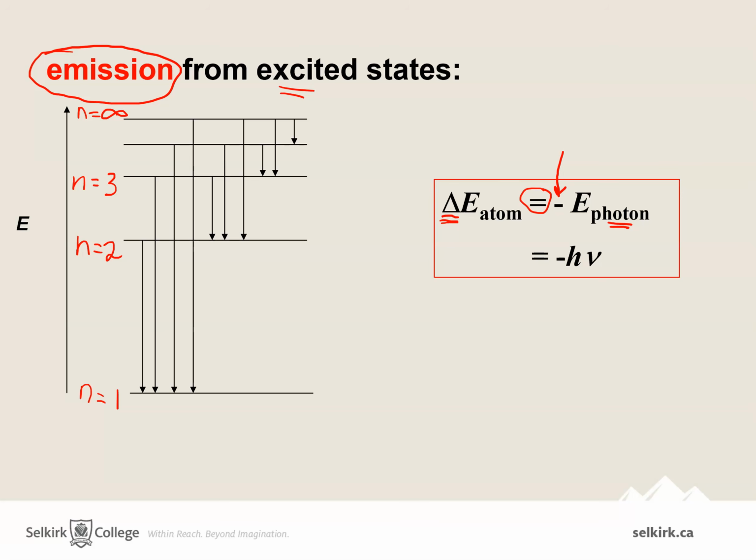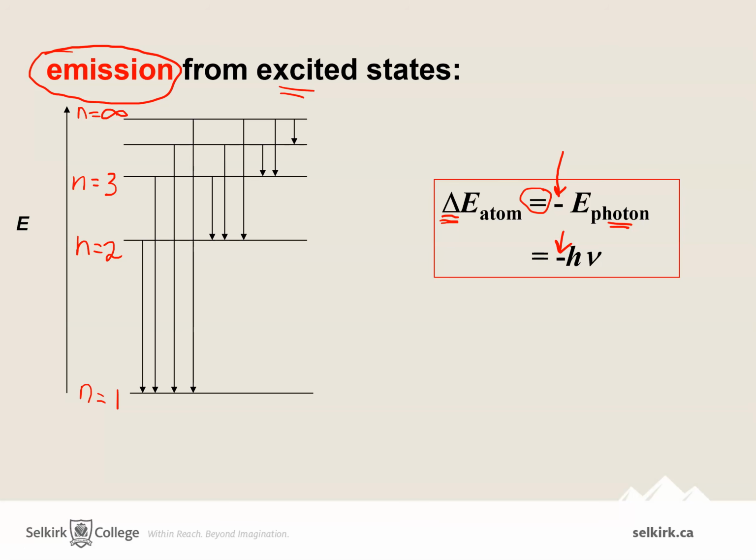Just one little thing I should clarify here. There is a negative sign here. When I put a negative with an energy, that just tells me which direction the energy is going. When energy goes into something, we say that the energy is positive. When energy comes out of something, we say it's negative. And that's why there's a negative sign in that equation. The energy that goes out of the atom is the energy that goes into the photon.